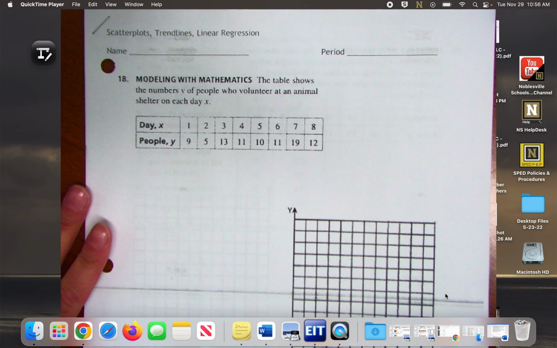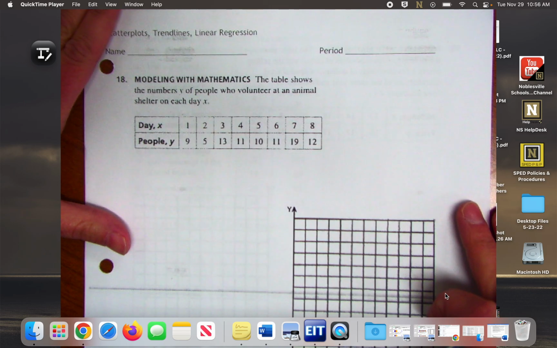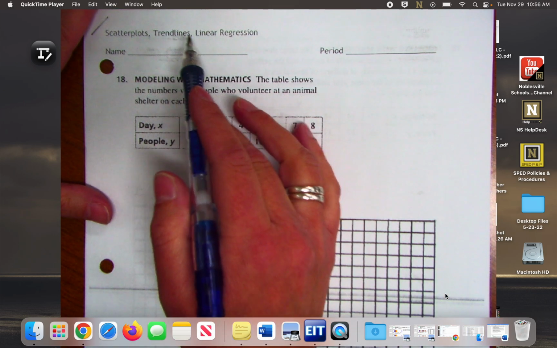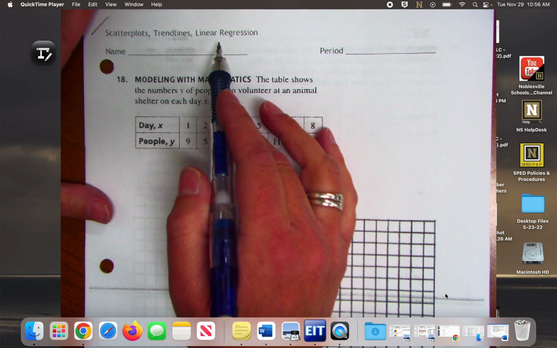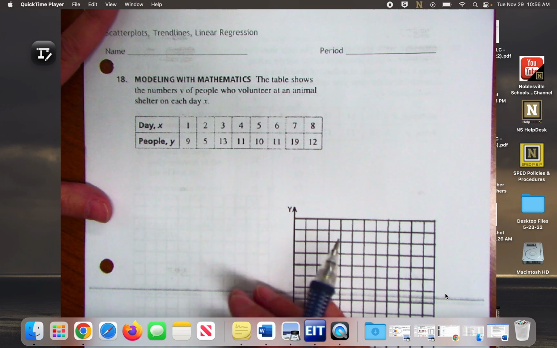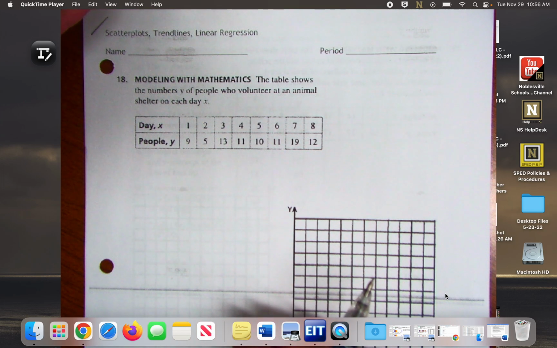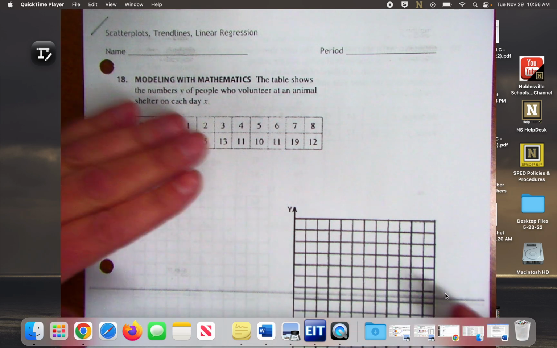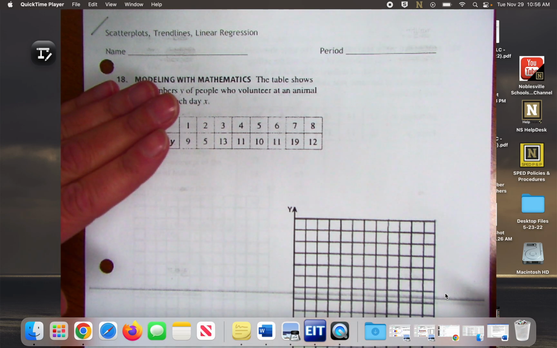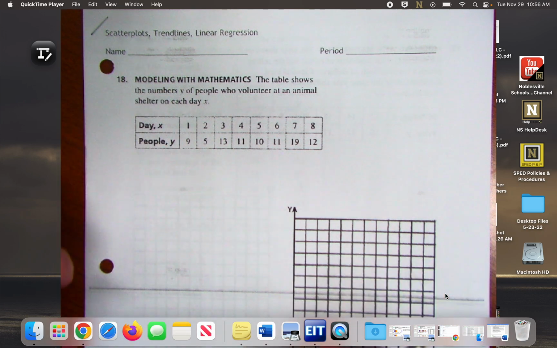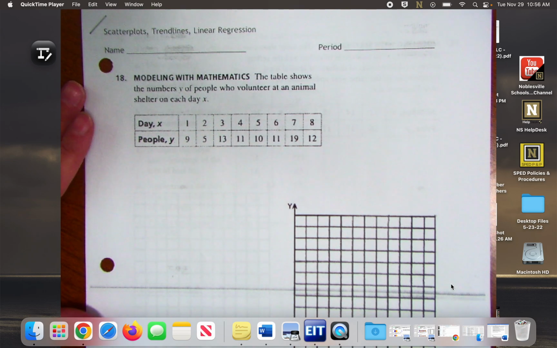Okay, so we're shifting gears from data analysis to scatter plots, trend lines, and linear regression. So today we're going to do linear regression without a graphing calculator. When I get back tomorrow, we'll practice using a graphing calculator, but today, no graphing calculator. You need to know how to do this without the calculator.